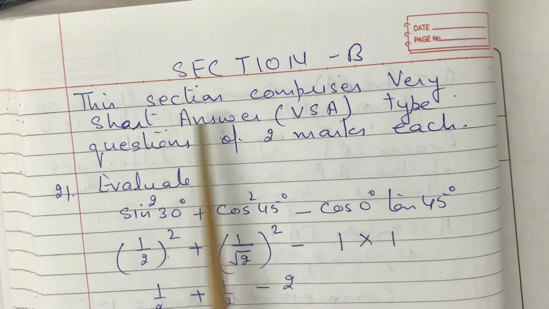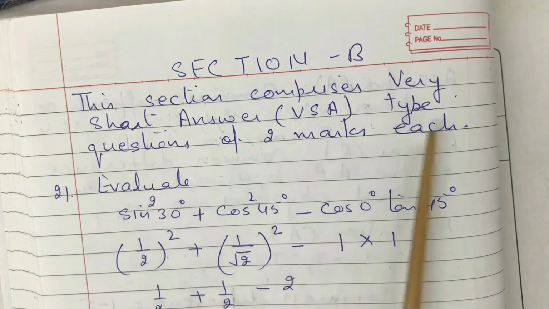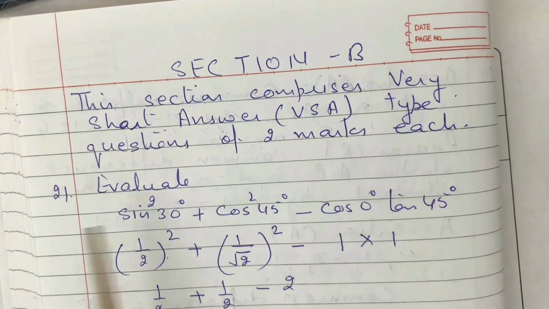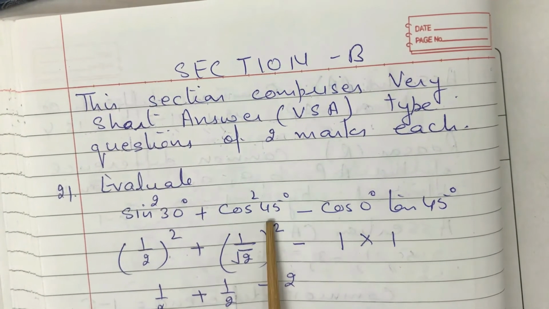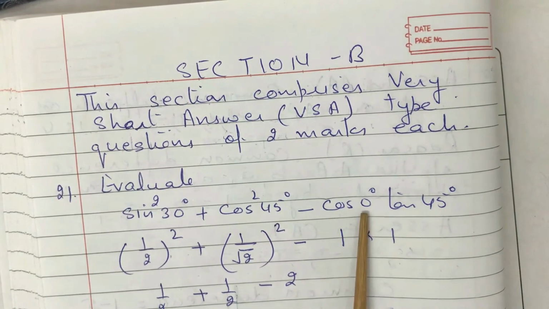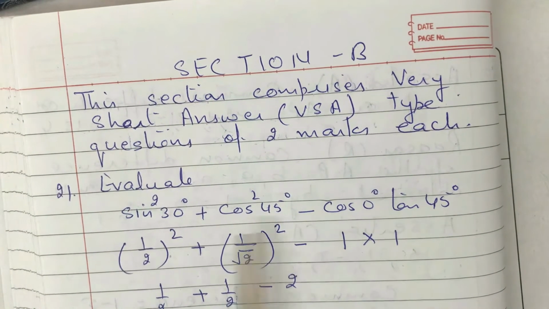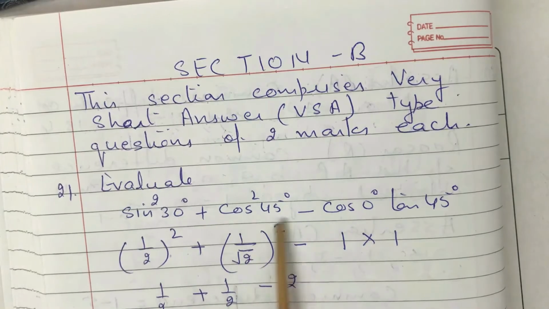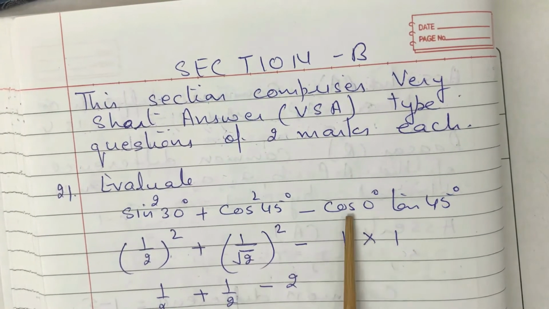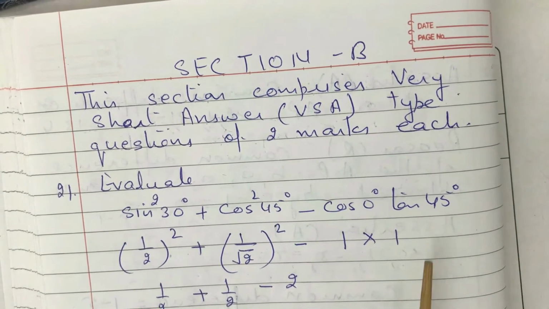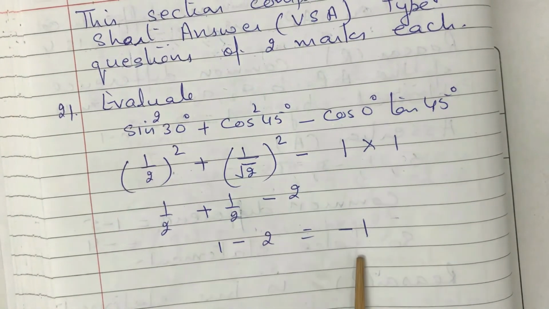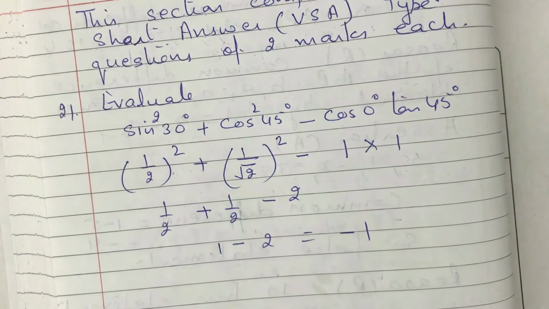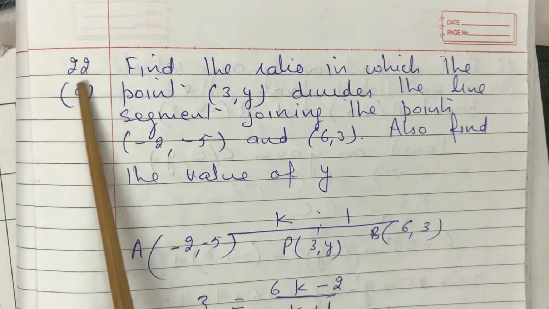Section B. This section comprises very short answer type questions of 2 marks each. 21st question. Evaluate sin square 30 degree plus cos square 45 degree minus cos 0 degree tan 45 degree. Sin 30 degree is 1 by 2, cos 45 degree is 1 by root 2, cos 0 is 1, tan 45 degree is 1. So solve this, you will get minus 1. That is the answer.